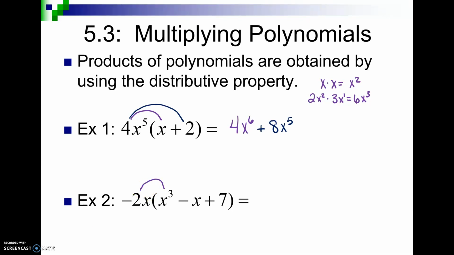Negative 2x squared times x to the third. The negative 2 times the 1 is negative 2. X times x to the third would be x to the fourth. Negative 2x times negative x. The negative times the negative will create a positive, and then the 2x times the x will be 2x squared. Negative 2x times 7. The negative 2 times 7 is negative 14, and we have the x multiplied in.